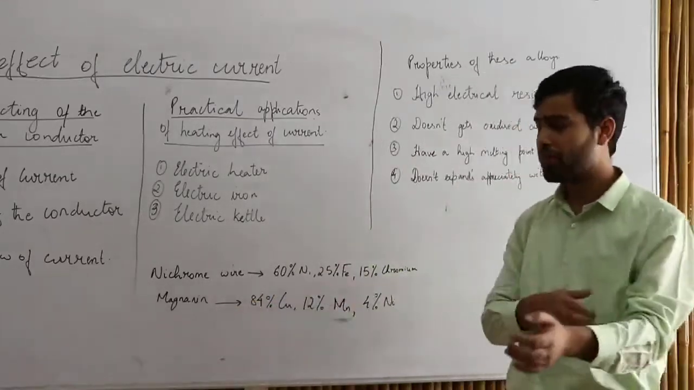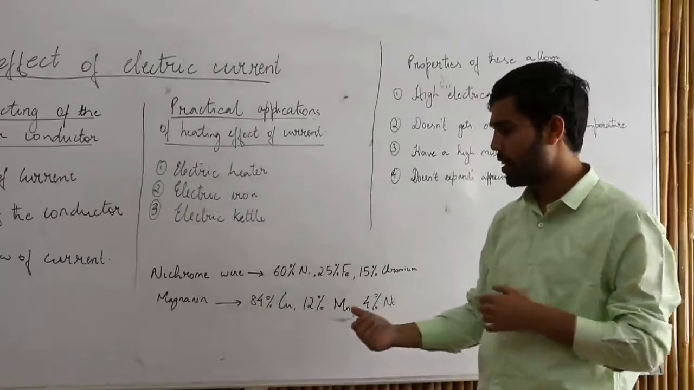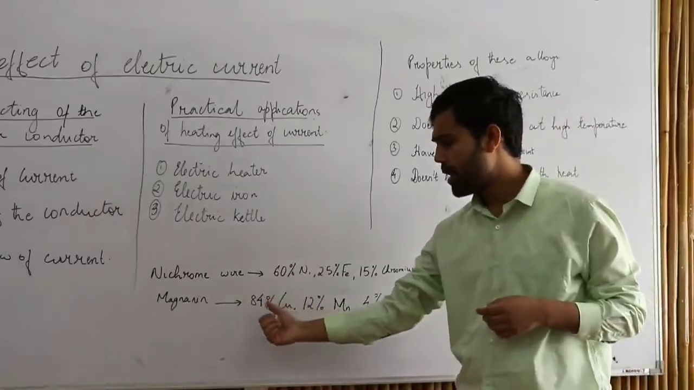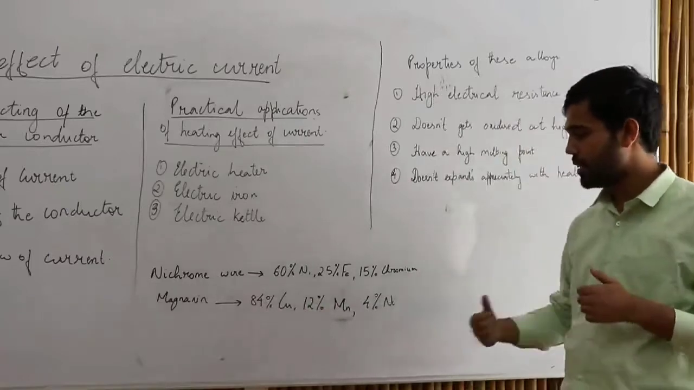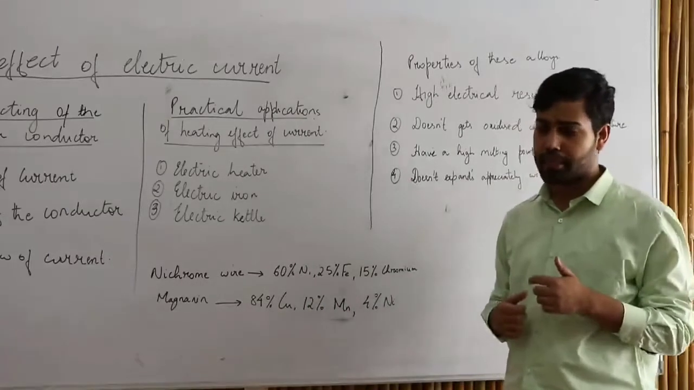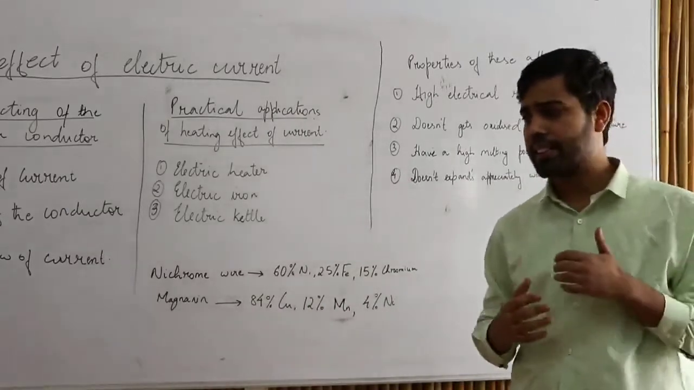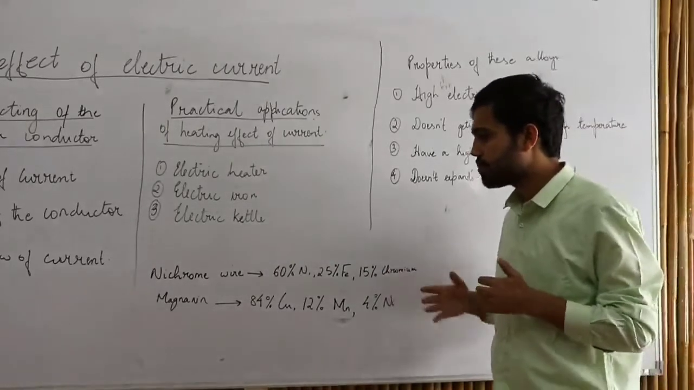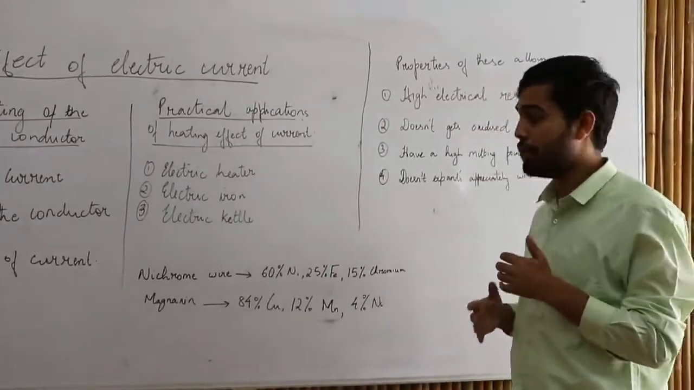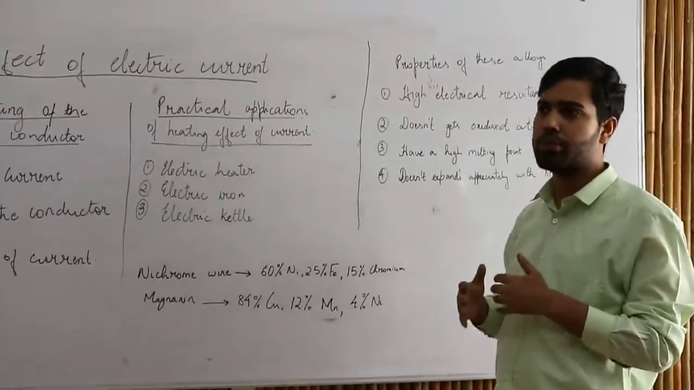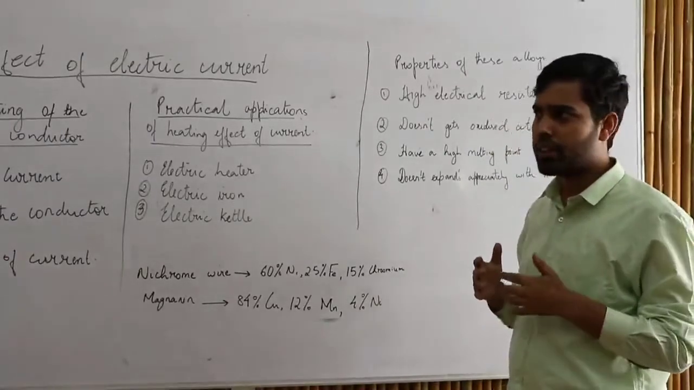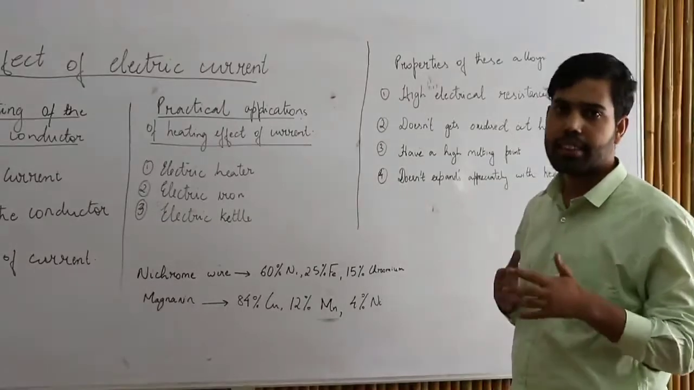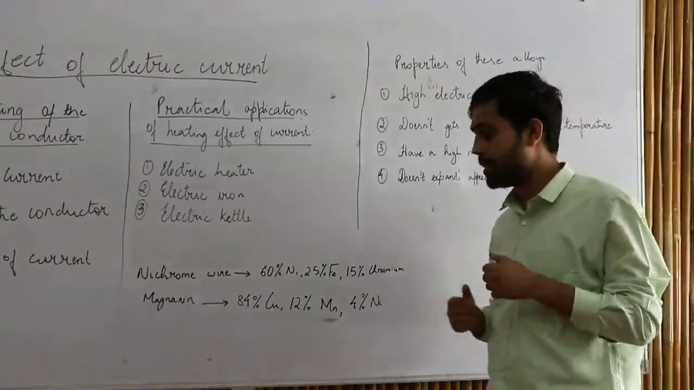What is a manganese wire? Again, it is an alloy made by combining 84% of copper, 12% of manganese and 4% of nickel. Now a question arises, why are we using these wires? Why are we using these materials? Why don't we use other materials? It is because other materials do not have certain characteristics that these materials have.